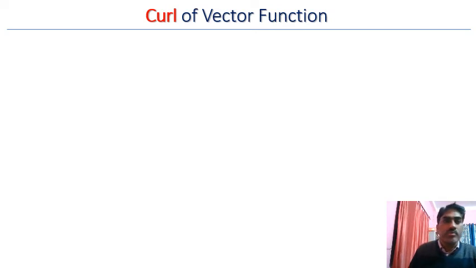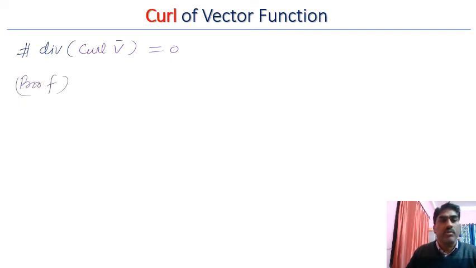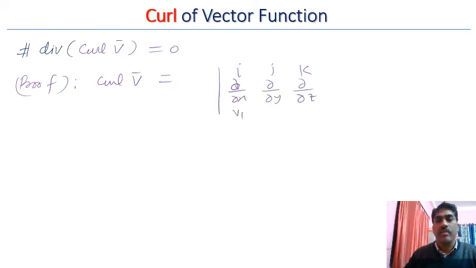And now we will prove that divergence of curl of a vector v is always zero, where v is a vector function. So let us prove it, and also remember this. So first we find curl v, and we assume that v has the components v1, v2, v3, so del by del x, del by del y, del by del z, and v1, v2, v3.